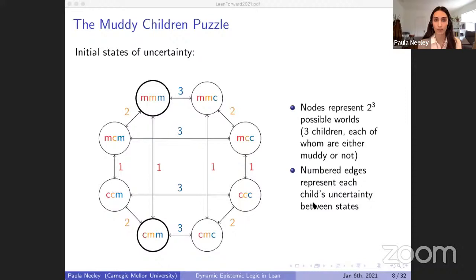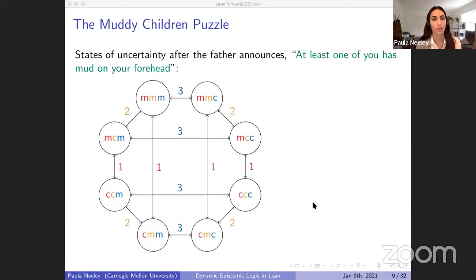Let's examine what happens after the father announces, "At least one of you has mud on your forehead." Okay, well, if one of them is muddy, then they can't all be clean. So this world kind of disappears, right? And the children know that this world is no longer a possibility. So as a result, the uncertainty involving that world must also disappear for the children.